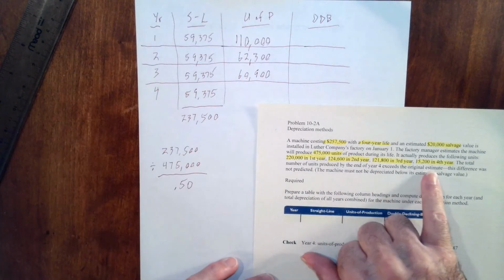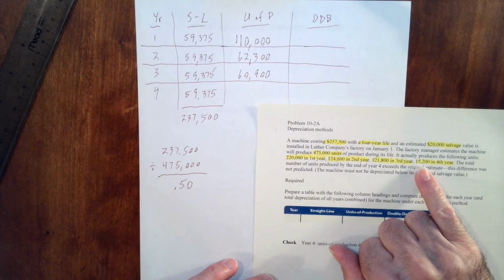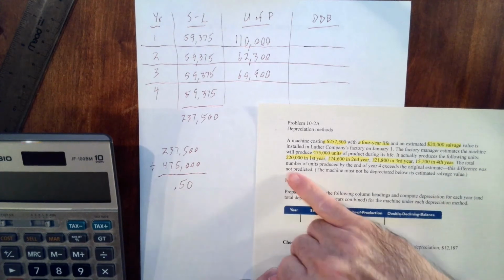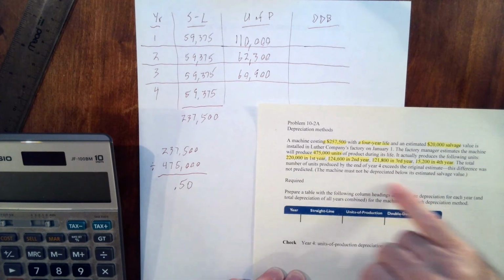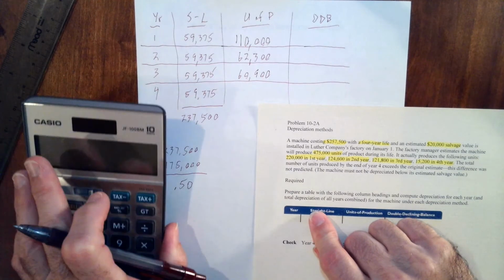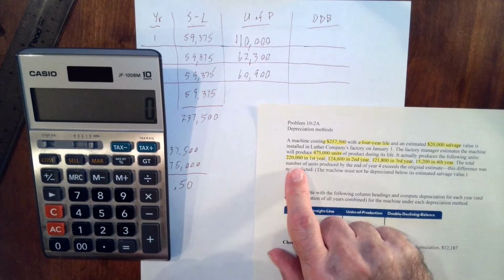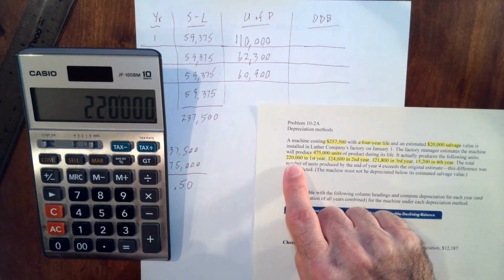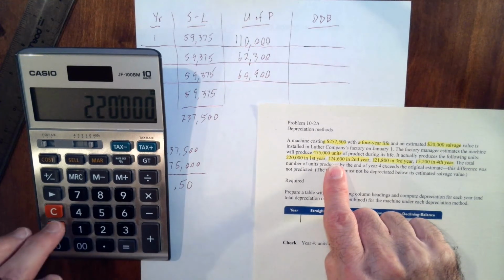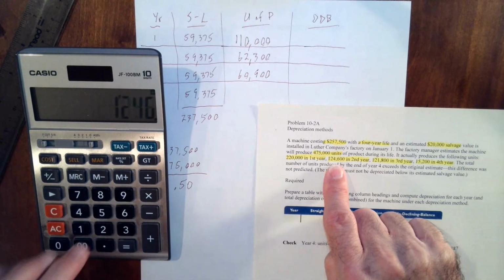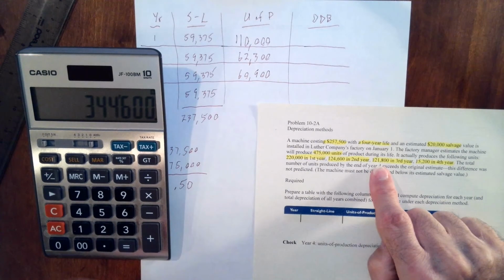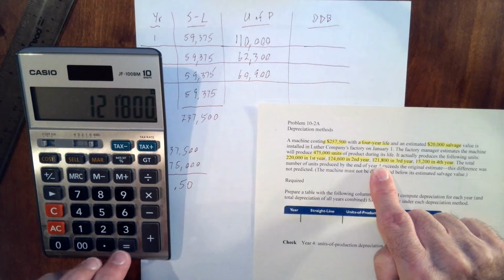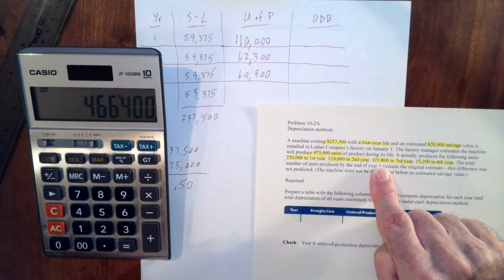Now if I get here to the fourth year, it says 15,200 for the fourth year, and I wind up thinking, oh wait a minute, there's a little hint that it cannot go past the total number of units. Okay, so I'm going to get out my calculator and figure this thing out. I did 220,000 units the first year. The second year I did 124,600 units. The third year I did 121,800 units. So I'm up to 466,400.